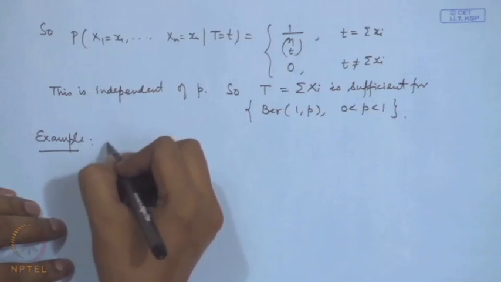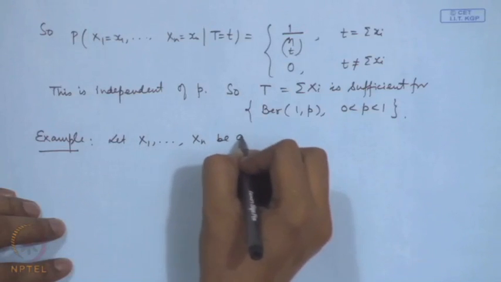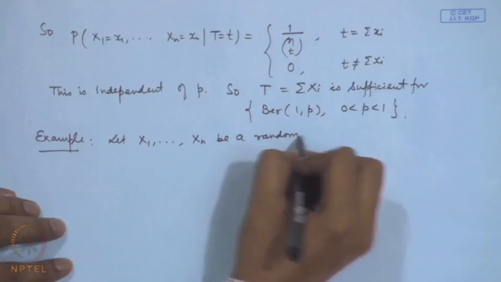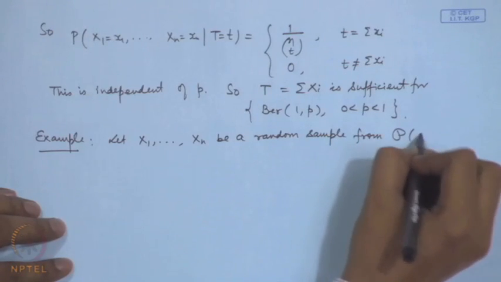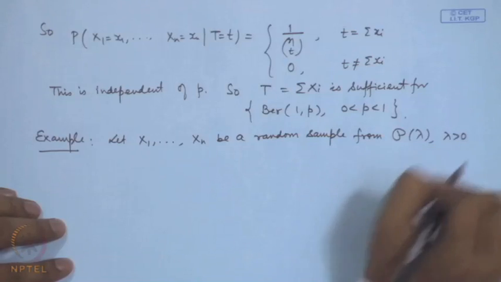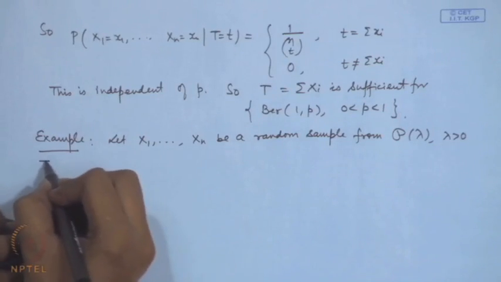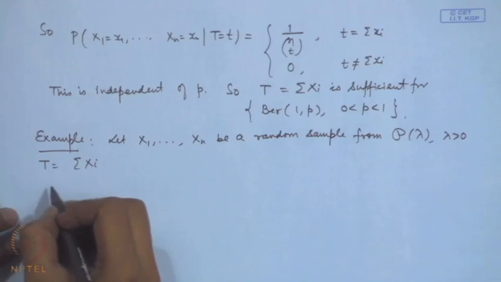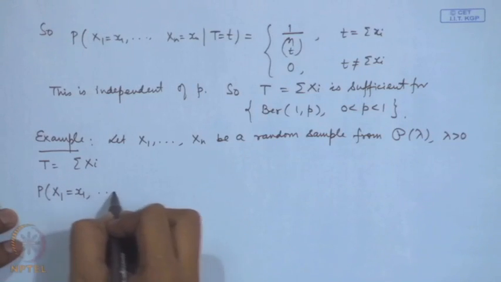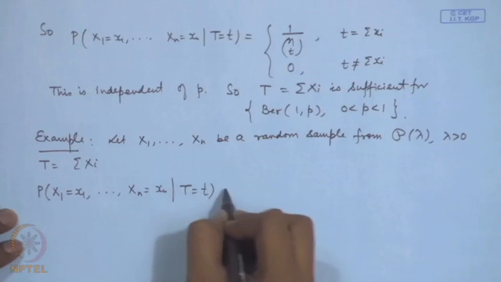Say let X1, X2, ..., Xn be a random sample from Poisson(lambda) distribution, where lambda is positive. Once again, let us define T equal to, say, sigma Xi. Now, you can proceed in the same way like in the binomial case. We can consider X1 equal to x1 and so on, Xn equal to xn, given T equal to t.